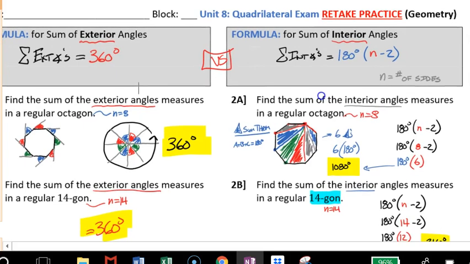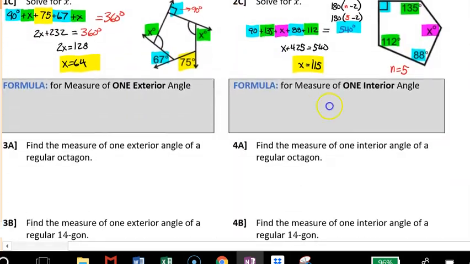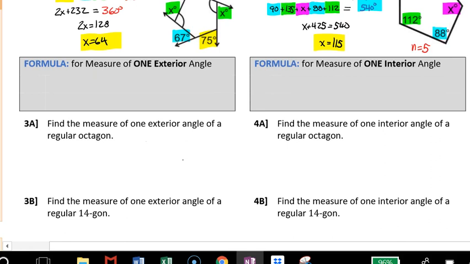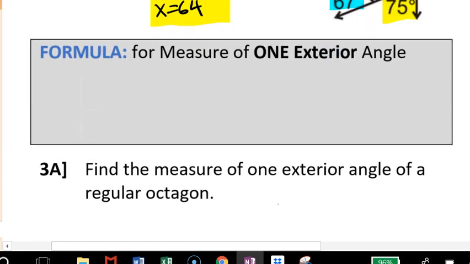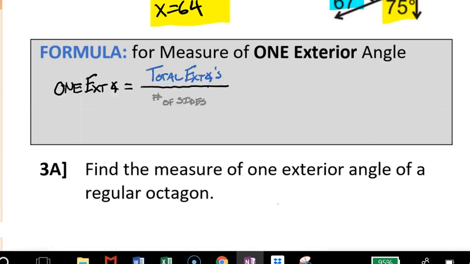So thinking about these two formulas, we can go ahead and apply them to how to find one exterior and one interior angle. We'll focus on one exterior angle first. To find one of anything, we are simply going to find an average. And by that, we mean we're going to take the total number of exterior angles and divide it by how many sides there are. This is very similar to finding the average of something. You add up the total and divide by how many there are. So we're adding up the total angles outside, and we're dividing it by how many sides there are, which tells us how many total exterior angles, and that gives us just one.